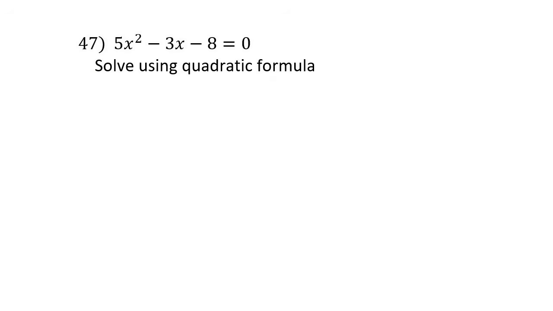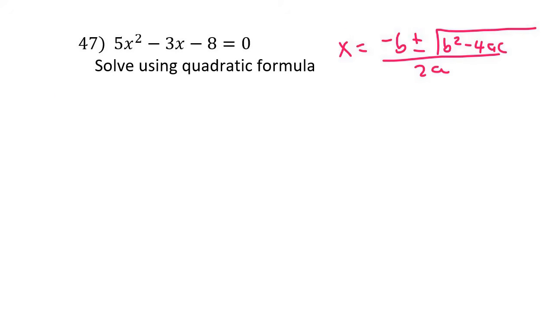For number 47, we have to use the quadratic formula, and I'll quickly write that down for us. Step 1, make sure you have your 0. We do have a 0, so everything is good.